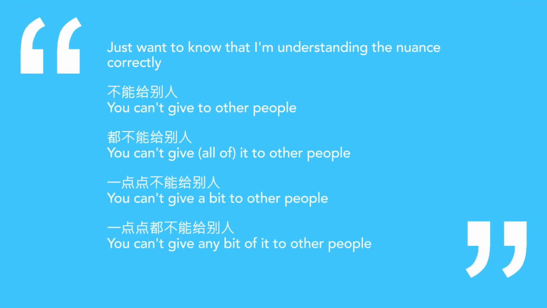Jeff Bryant on 别人 in context. Just want to know that I'm understanding the nuance correctly here. And he puts 4 sentences here. He says, 不能给别人, you can't give to other people. 都不能给别人, you can't give all of it to other people. 一点点不能给别人, you can't give a bit to other people. 一点点都不能给别人, you can't give any bit of it to other people.